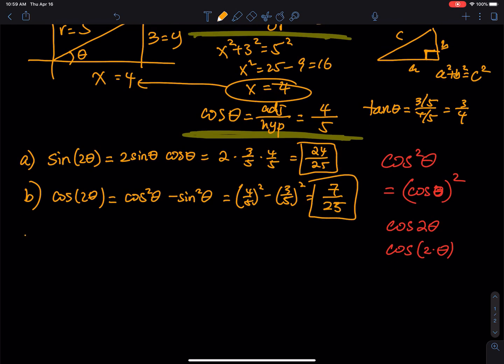And then C, you have a half angle, so we have sine of alpha divided by 2, that equals, look at your formula, the one you just wrote down. So 1 minus cosine theta divided by 2.